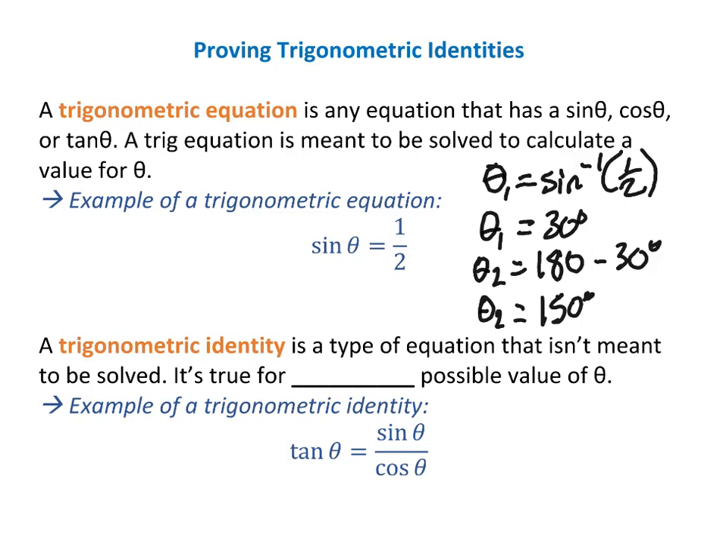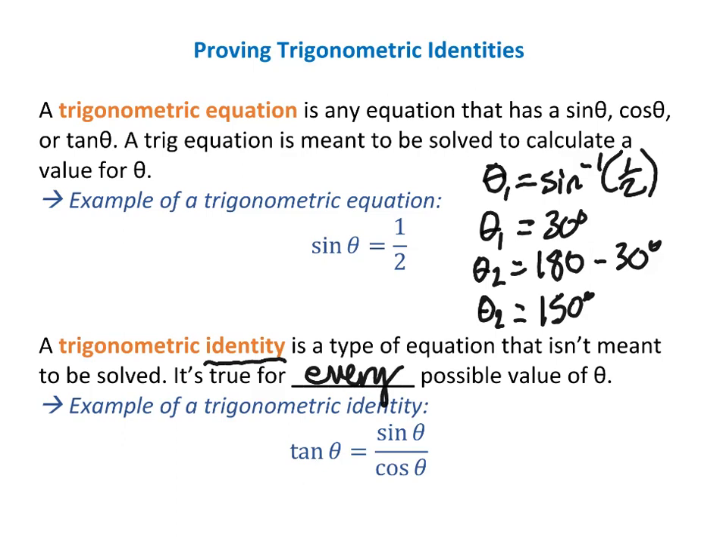What's cool about a trigonometric identity is that it's not just true for whatever the solution is, whatever that one or two answers for theta is. It's true for every possible value of theta. So there's not one theta to solve for, or even two thetas to solve for. There's an infinite number of thetas. It's a relationship that's always true. So this is an example of one.